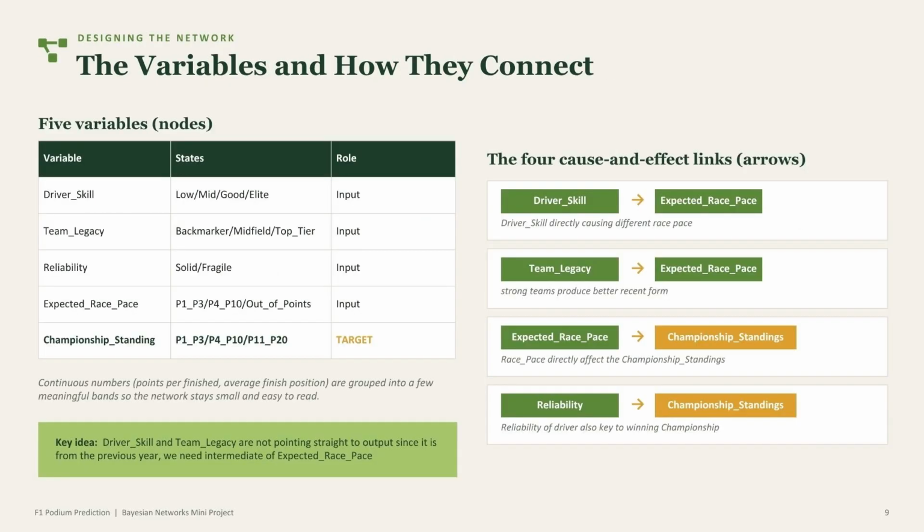This is the design of the network that we did. We have 5 variables: the 4 clues from the problem, which are driver skill, team legacy, reliability, and expected race pace, and the target outcome, which is championship standing. Our arrows are: an arrow from driver skill to expected race pace, an arrow from team legacy to expected race pace, an arrow from expected race pace to championship standing, and an arrow from reliability to championship standing.